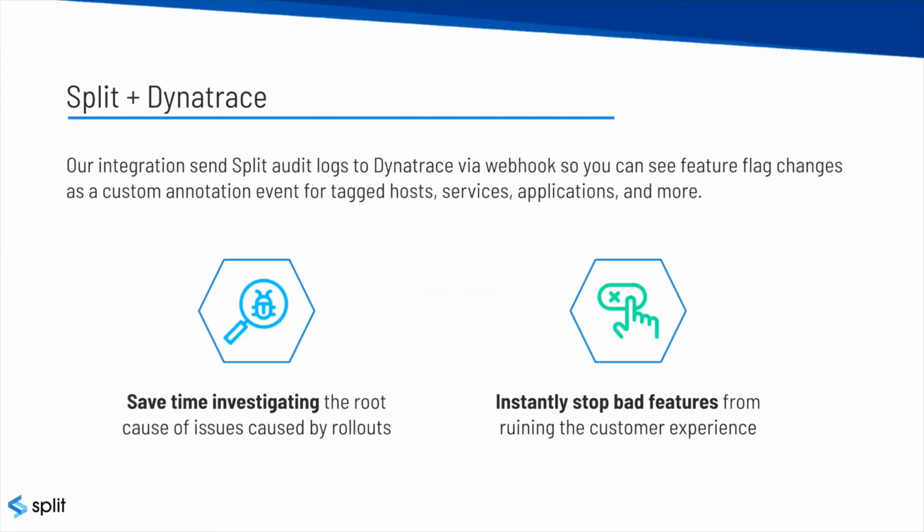With our Dynatrace community integration, you can add safety to releases by bringing feature flag changes into Dynatrace for monitoring the health of applications, services, infrastructures, and more. This saves you time investigating the root cause of incidents related to rollout changes. The bad features causing the issue can be instantly stopped with a kill switch in Split.